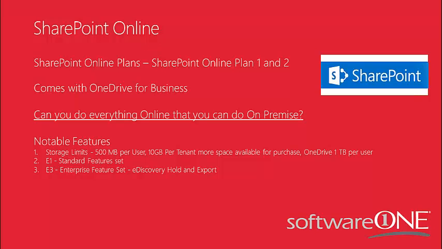So moving on pretty quickly, and I want to get to the questions. SharePoint Online, again, Plan 1 and Plan 2, we've got the standard and enterprise features. Anytime you just do a SharePoint Online subscription by itself, you get OneDrive for Business. Can you do everything online that you can do on-premise? Today, the answer is still no. So if I look at the grid between functionality of online or SharePoint on-premise, there's still some things missing on the online side of it.